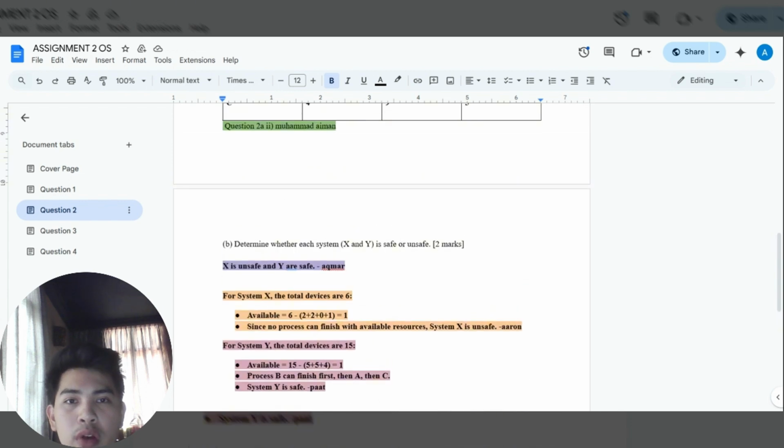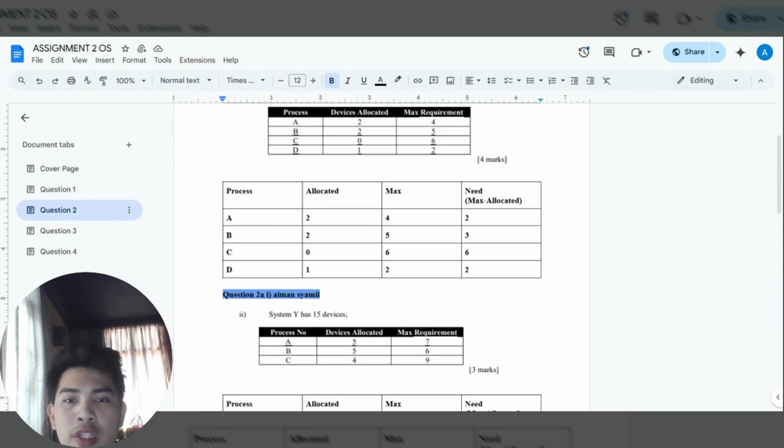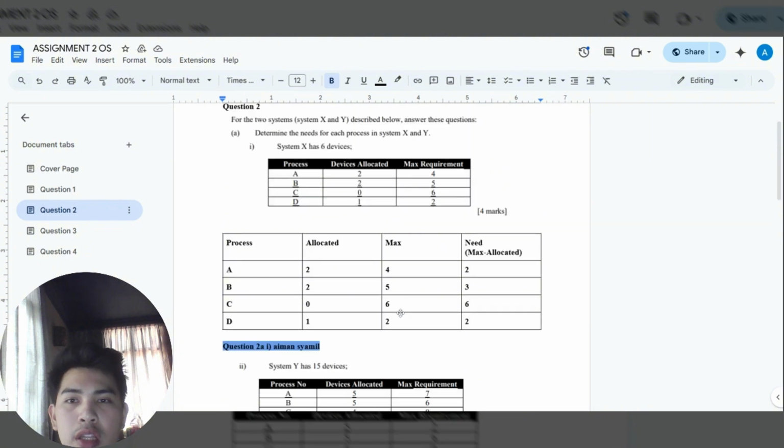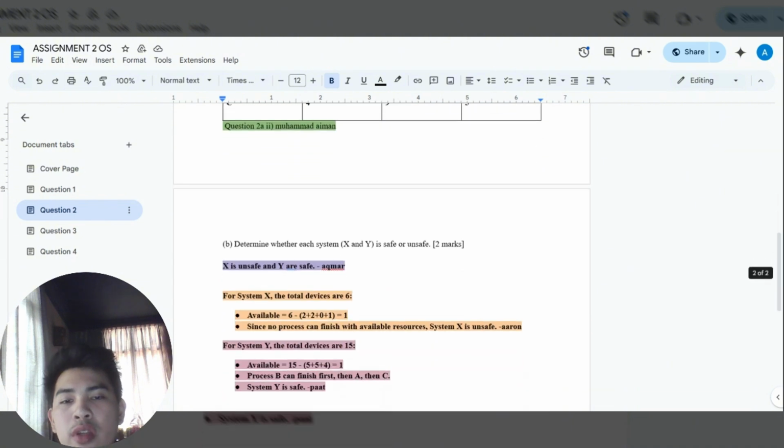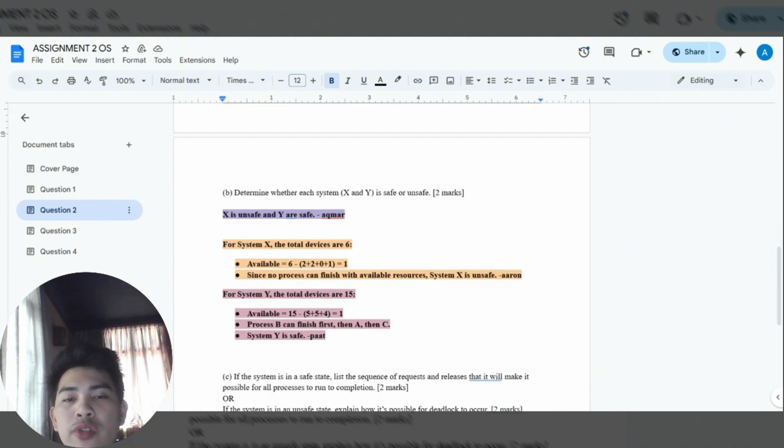So you have to see if there are any processes in system X. You have to look at the need, which is this area, and see if there are any processes that are able to run with only one resource. So there are not. There are only 2, 3, 6, and 2. So there are no processes which can be finished with the remaining one resource. So system X is unsafe.